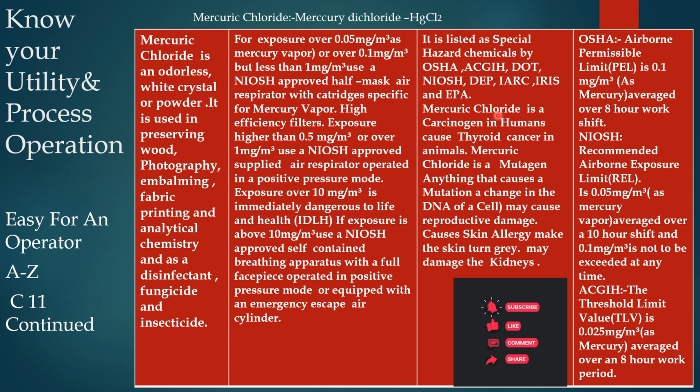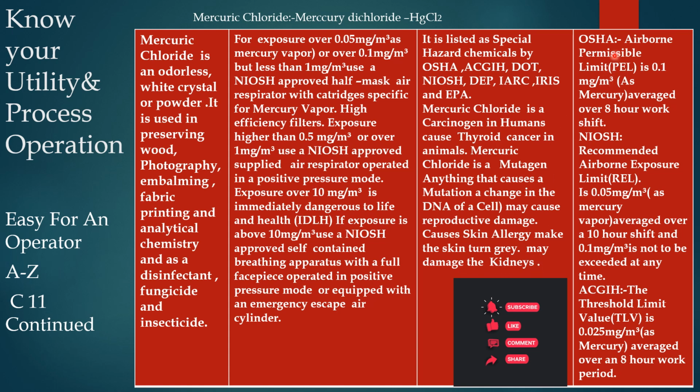Mercury chloride is a carcinogen in humans. It causes thyroid cancer in animals. Mercuric chloride is a mutagen, that is, anything that causes a mutation change in the DNA of the cell. It may cause reproductive damage also. Mercury chloride causes skin allergy, makes the skin turn gray, and may damage kidneys too.